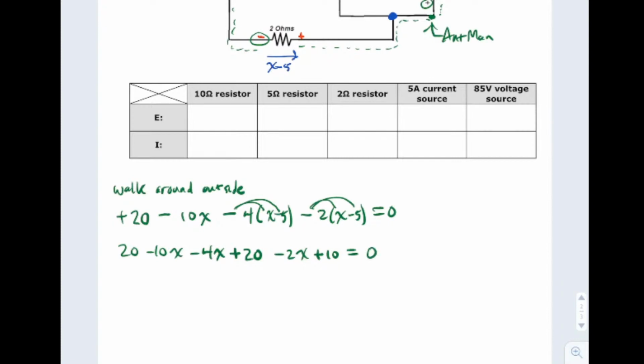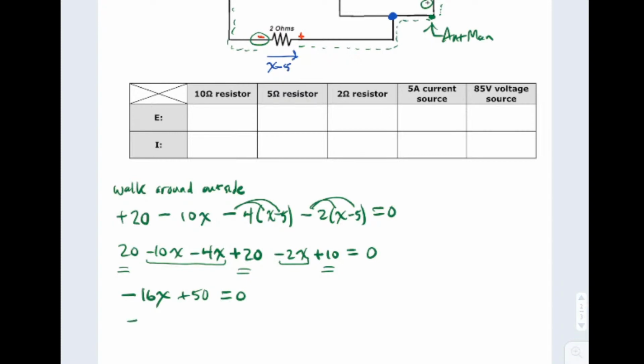All my terms are on the left side, so I can start combining like terms together. If I look at x terms, I got this, this, and this. All of those are x terms. They can all just be added together. Notice all 3 of them are negative, so it's going to be a big negative that I get here. 10, 4, and 2 makes a negative 16x. Then I got the numbers. I got a 20. Add 20 is 40. Add 10 is 50. Wow. So I got a negative 16x plus 50 equals a 0.